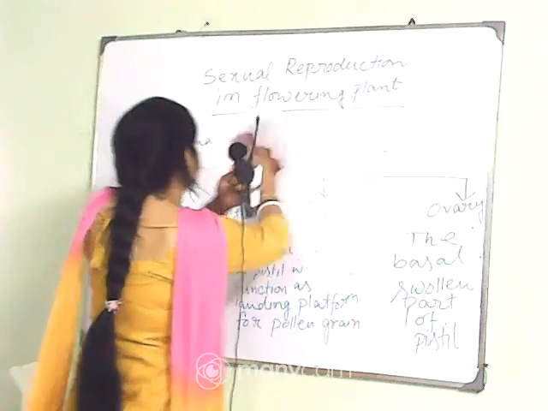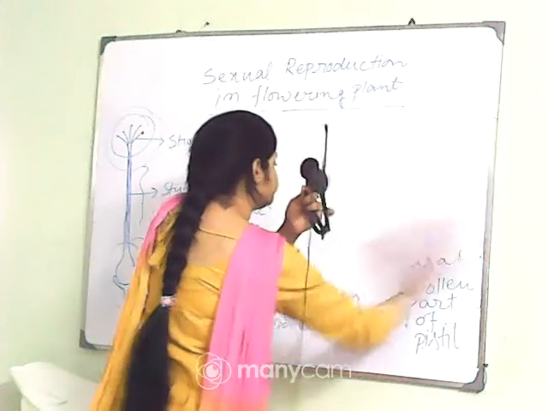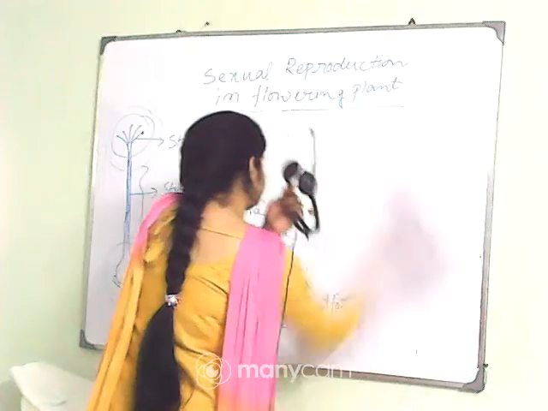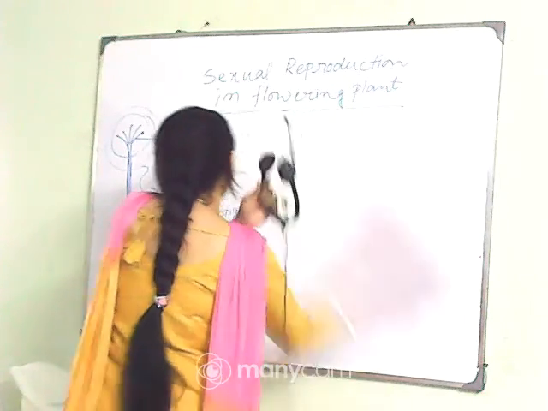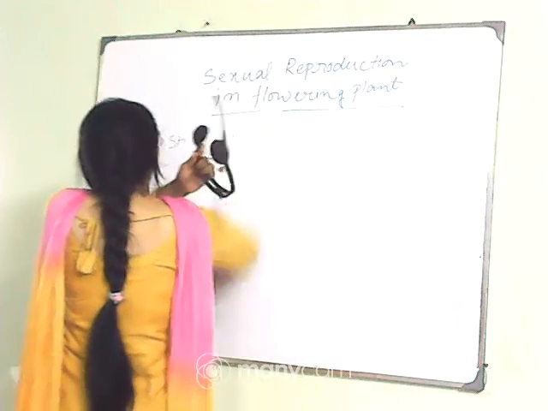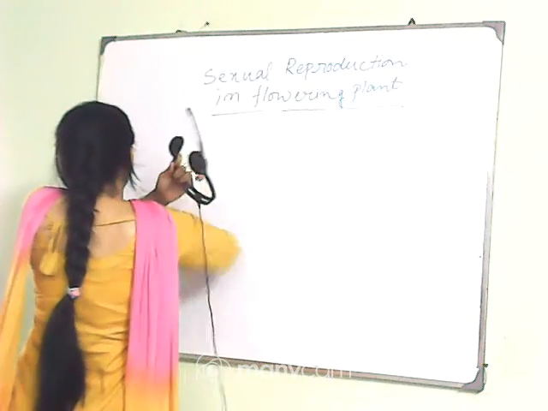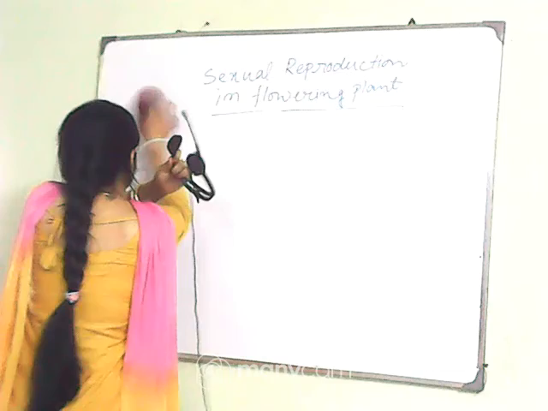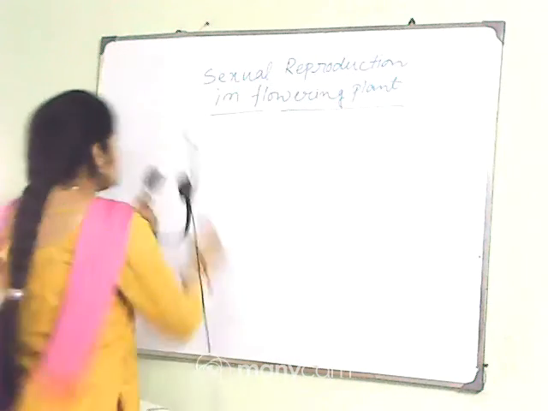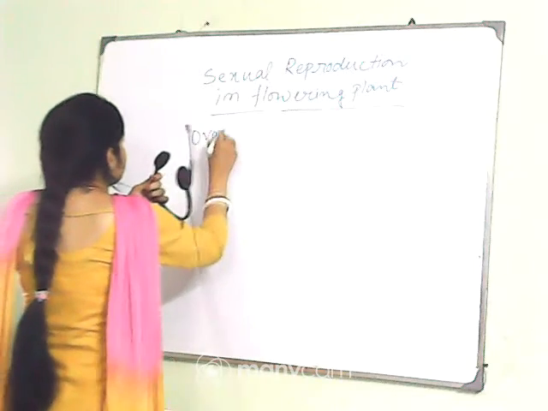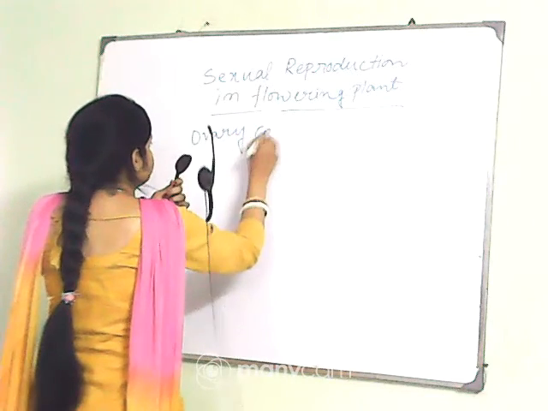Now another part of the pistil, now the different cavity that is present inside the ovary. So the ovary contains the ovarian cavity. Okay, the ovary contains the ovarian cavity.